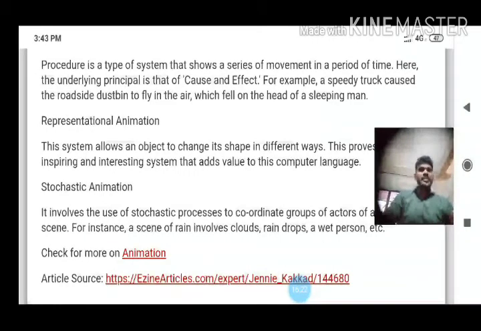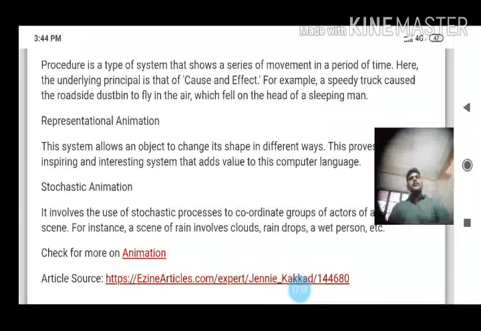What is the procedure? Simple. Action by action. Because of this action, it will affect another action. Cause and effect. What is the cause? This is the cause. Because of this cause, this thing happened. Because of the speed, the dustbin flies away. When the dustbin flies away, it will fall on the head of a sleeping man. When it fell on the head of the sleeping man, he was injured. When he was injured, he called the doctor. These are all sequence steps in this procedure.